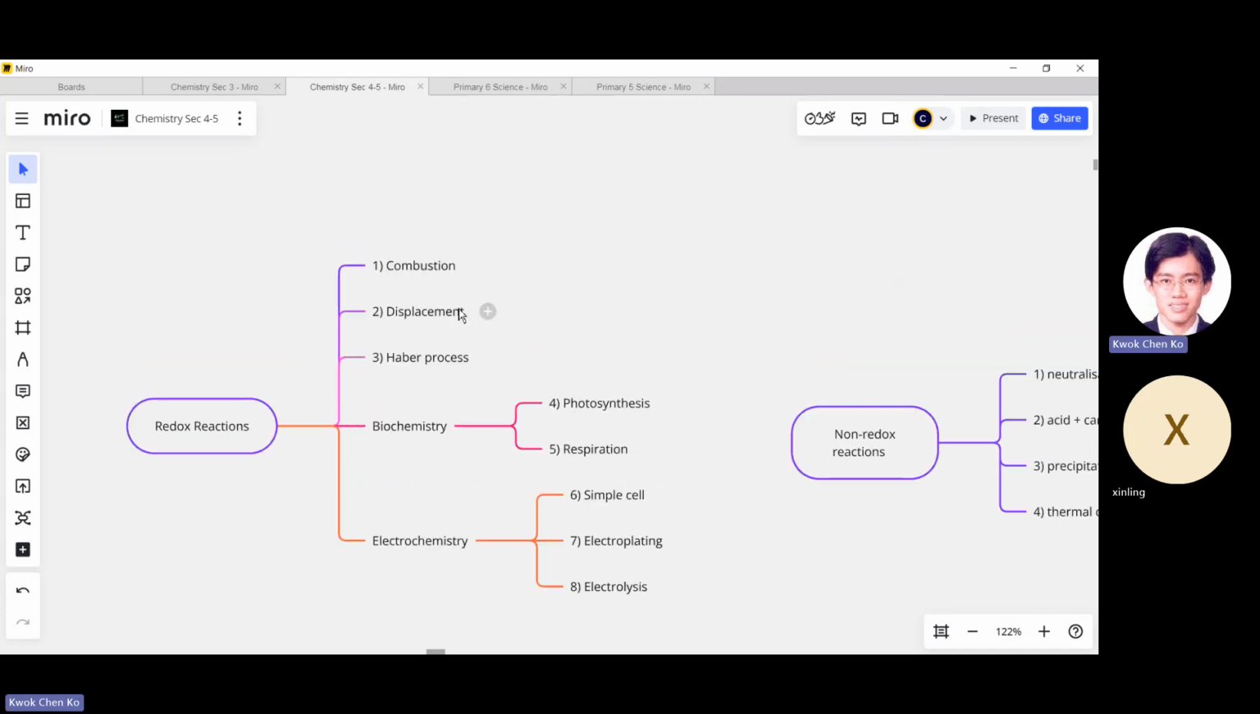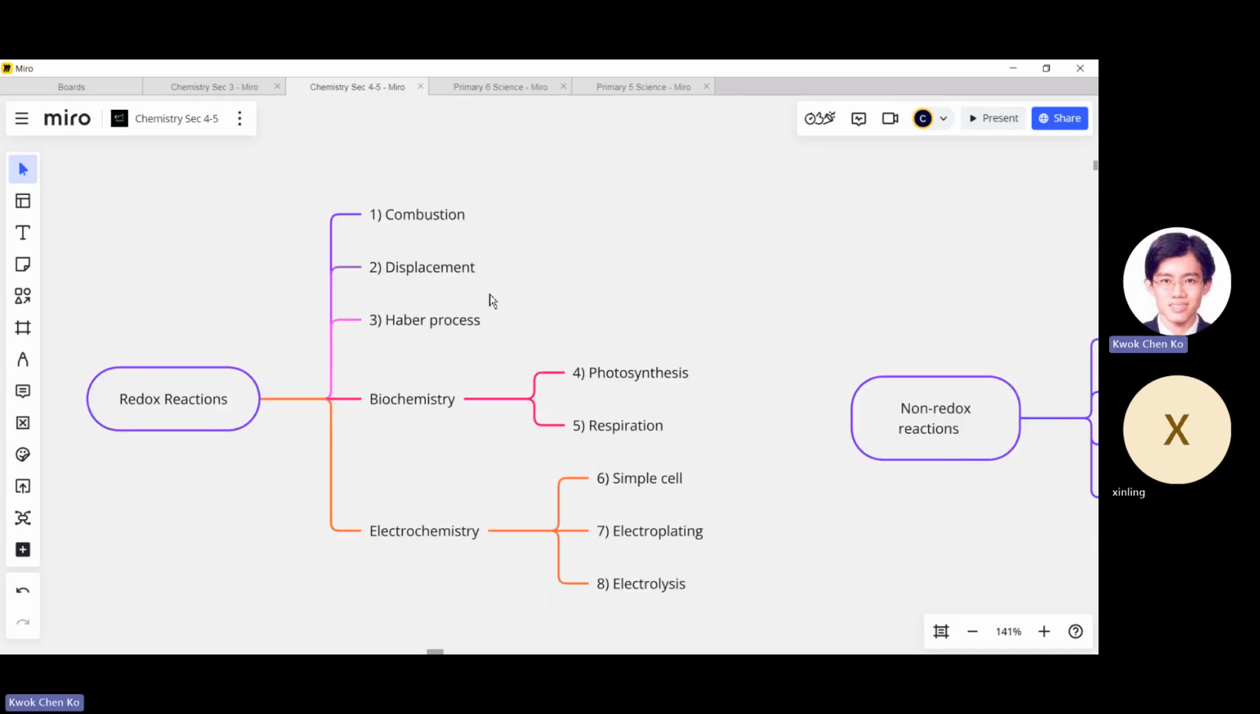I wrote this last week. What are some of the possible redox reactions? So obviously there are more than that.